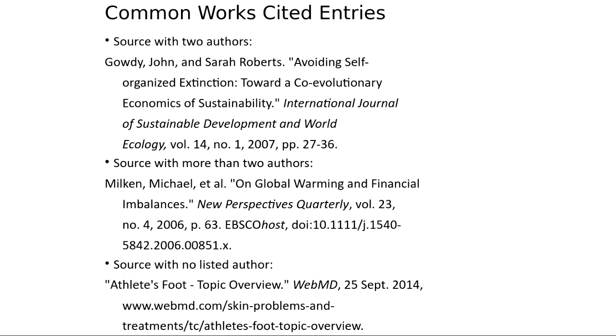Okay. Other citation issues you come up with on a works cited page. Sometimes you have a source with more than one author. Okay, so if you have a source with two authors, then what you do is you take the first author and you go last name, comma, first name, comma, and then you give the second author first name, last name. So John Gowdy and Sarah Roberts are the two authors. So it's Gowdy, comma, John, comma, and Sarah Roberts. It almost looks like you have three people named Roberts: Gowdy, John, and Sarah.